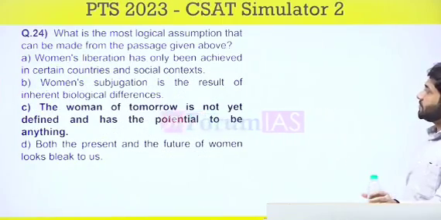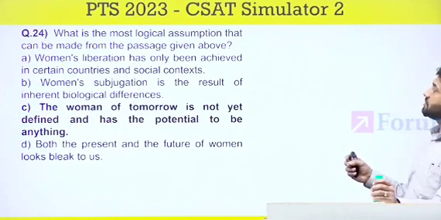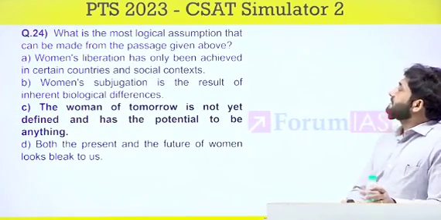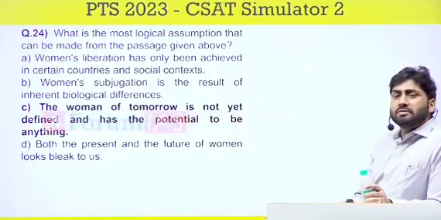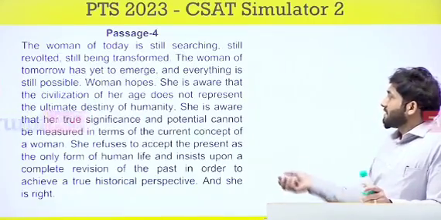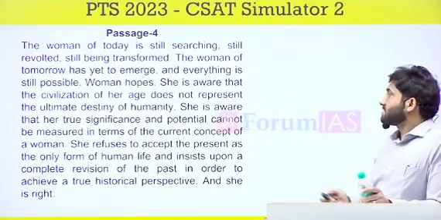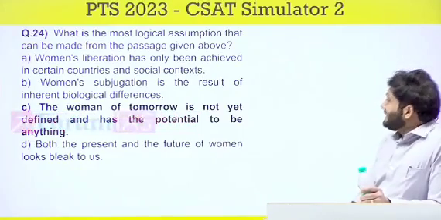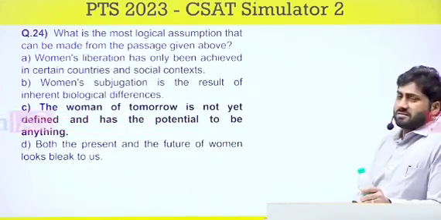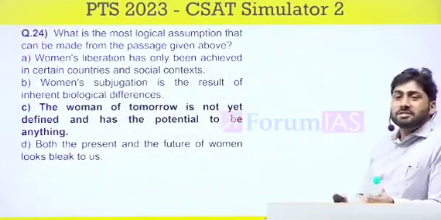Question dekhte hain. What is the most logical assumption that can be made from the passage given above? Women's liberation has only been achieved in certain countries and social contexts. That has not been mentioned. That segregation, never. The passage does not discuss certain countries or certain societies. It's generic. Next, women's subjugation is the result of inherent biological differences. Not at all. That is not the discussion. Out of context, biological differences are not being discussed anywhere.